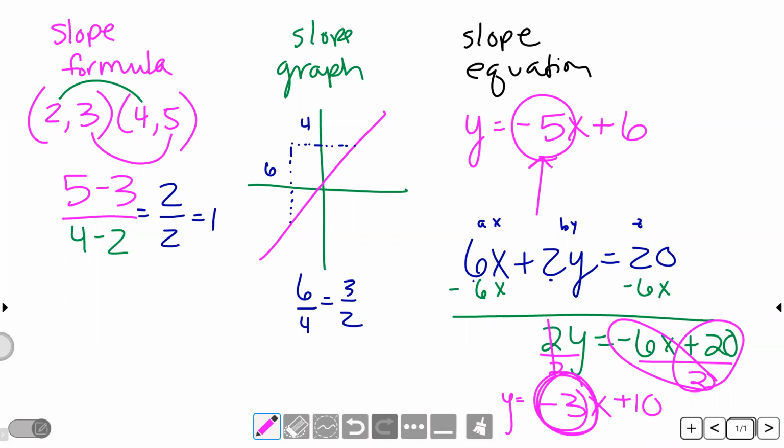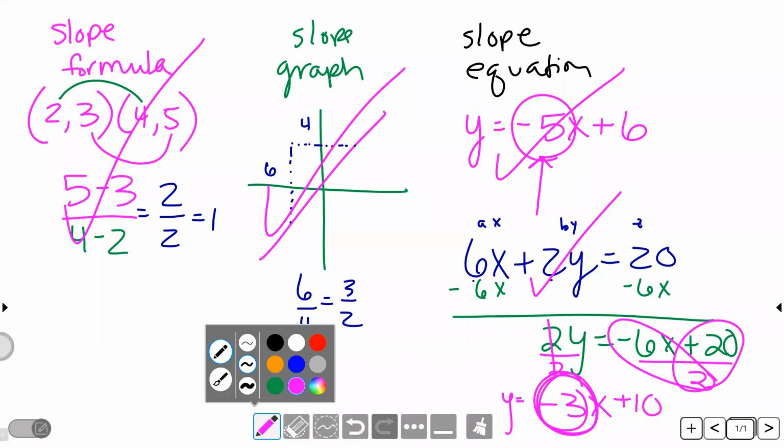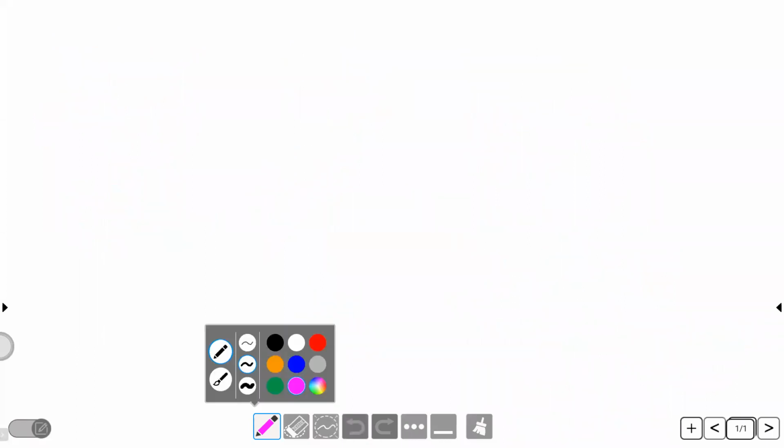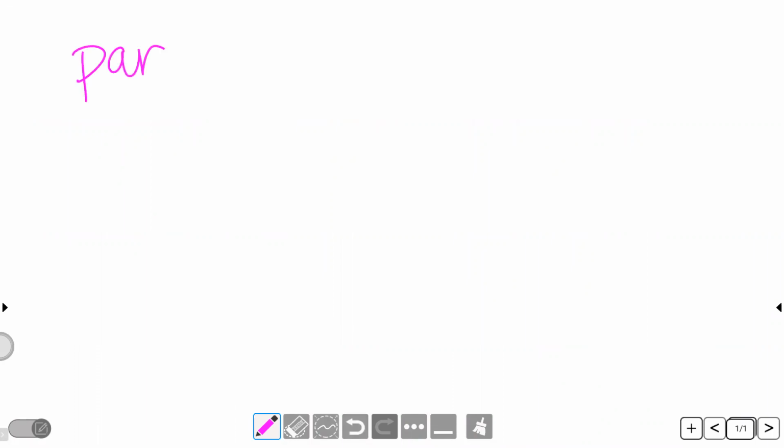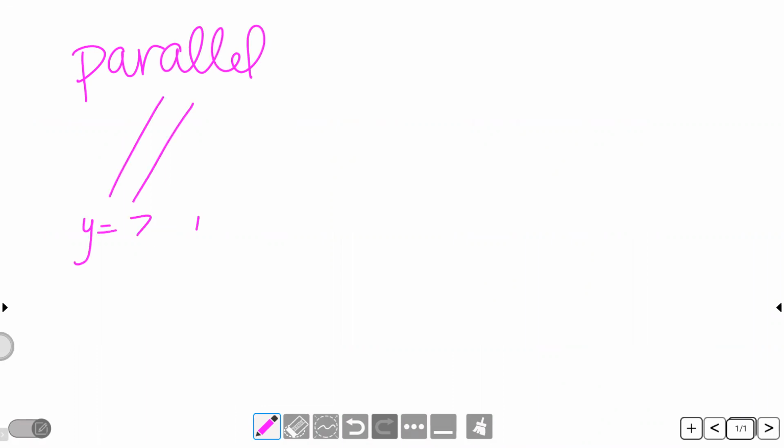So finding slope from the formula, finding slope from the graph, finding slope from an easy equation, finding slope from a tricky equation. Okay? All right, so now let's talk about parallel versus perpendicular. All right, parallel lines. This is what they look like, but this is what their equations look like. Maybe 7x plus 4 and 7x plus 5. Parallel just means same slope.